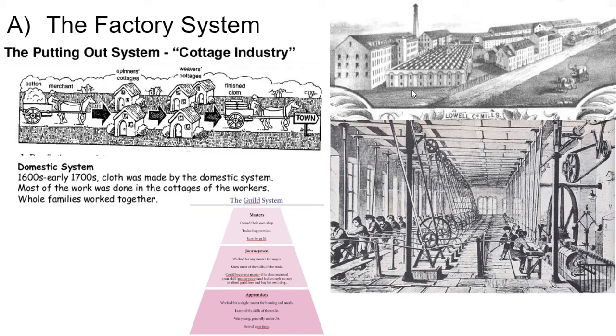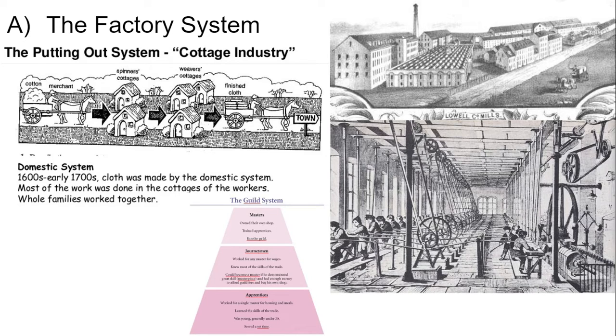Prior to this, there was a guild system in which people who wanted to be craftsmen had to move up a hierarchy from apprentices to journeymen to masters. And there was also this whole putting out system where wealthy people sent raw materials into people's houses for them to spin and weave cloth, and then they would bring it back into the cities. This was a relatively efficient system, but it was very decentralized and so therefore difficult to control.